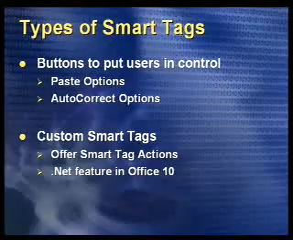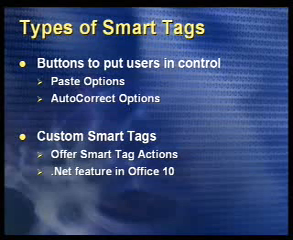Smart tags is an umbrella term for a couple different features in Office 10. The features fall into two categories. First, there are buttons that appear in user documents that are really targeted at putting the user back in control. In the past, we've had some problems with people having difficulty pasting and getting the right format, and having autocorrect in some cases go a bit wild on them. These smart tags for paste options and autocorrect options put users back in control and let them make choices about the paste format and whether autocorrect should fire on what they've typed.